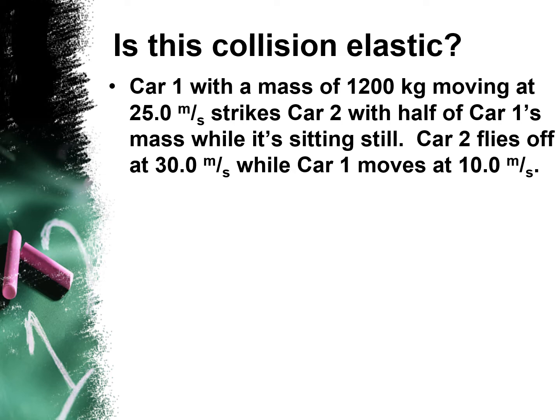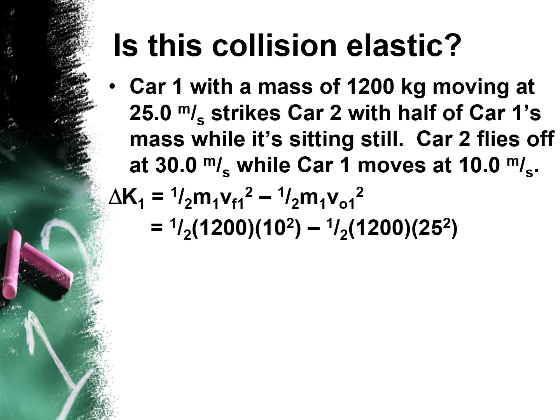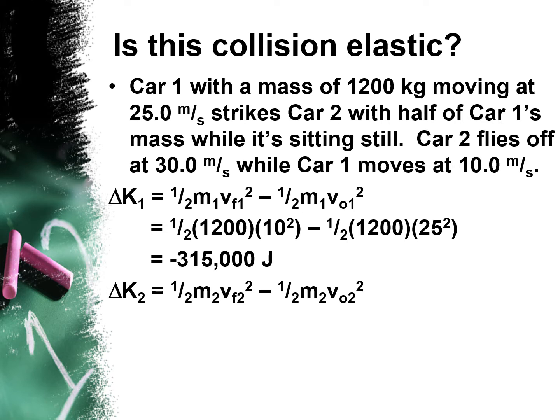So we need to figure out the total change in kinetic energy of the first car. That's 1/2 mass times final velocity squared minus 1/2 mass times initial velocity squared. Go ahead and plug in our numbers. It's going to be 1/2 times 1,200 times 10 squared minus 1/2 times 1,200 times 25 squared. Now, the first car slows down, so we expect a negative change in kinetic energy, which we see with negative 315,000 joules.